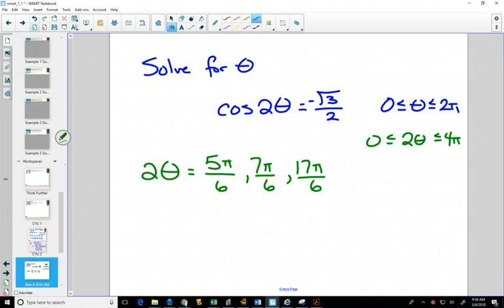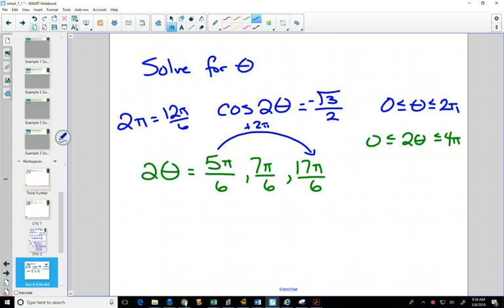Right. Does it make sense from here to here? You're going one more full time around. So it's like I'm at 5 pi over 6, and I have to go a full time around to get there again. Did I go the wrong direction? Okay, so I'm at 5 pi over 6. I need to go a full time around, so that means I have to add 2 pi. And if I'm adding fractions, I need a common denominator. So 2 pi is the same as 12 pi over 6.